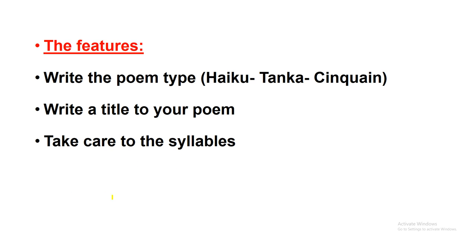Number one, in order to write your poem, you have to open your copybook. To write the poem type, you have to write the type in the first line: haiku, tanka, or sinkan. After that, in a new line, you have to write the title of your poem. Try to choose an interesting title for your poem. And after that, start writing your own poem and take care of the number of syllables.